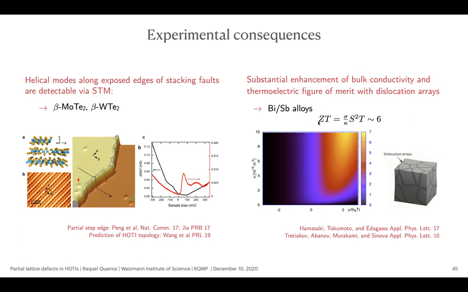And you would expect an increase of the ZT factor, the figure of merit for thermoelectricity, because this depends on the ratio between the electric conductivity and the thermal conductivity. And this has actually been done in bismuth and antimony alloys, where you can see there's a very large increase of the ZT, depending on how many dislocations you include in the system.